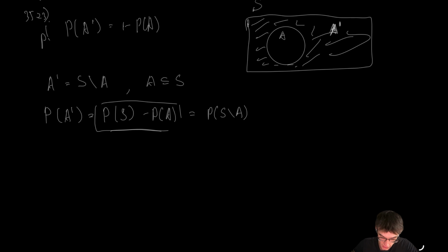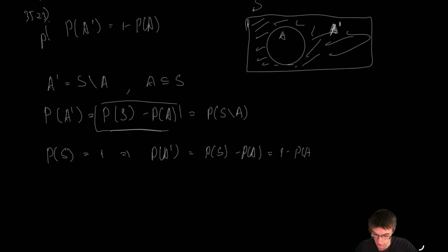We just have to show that the probability of S equals 1. And in that case, the probability of A complementary would be P of S minus P of A, which would be 1 minus P of A. And that's pretty much it.